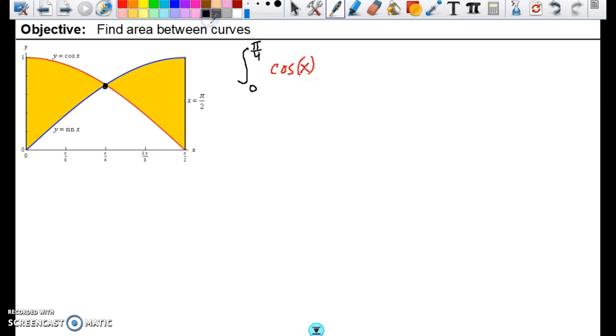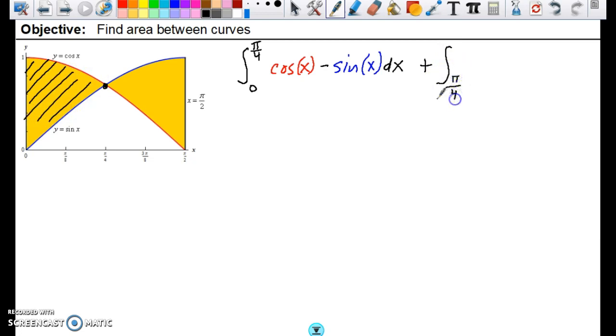I guess it should really be theta if we're talking about angles here, but I'm not going to be super picky, so I'm going to subtract cosine of x minus sine of x. I'm going to integrate that with respect to the independent variable x, plus, and then I have to add that. What I just did there is find this region, right? And now I have to integrate from pi over 4 to pi over 2, but now they switch places. Sine is on top, so I have to subtract sine of x minus cosine of x, and that's the red function. And that's going to be with respect to x also.